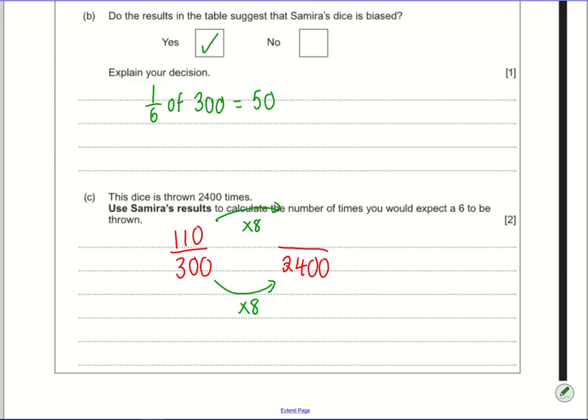Now be a little bit careful, do not leave your answer in fraction form. It didn't ask for a probability or a relative frequency, it asked for a number of times. So really, you should be writing separately 880 as your answer. Okay, the mark scheme does say if you leave it in a fraction, you will only get 1 mark out of 2.